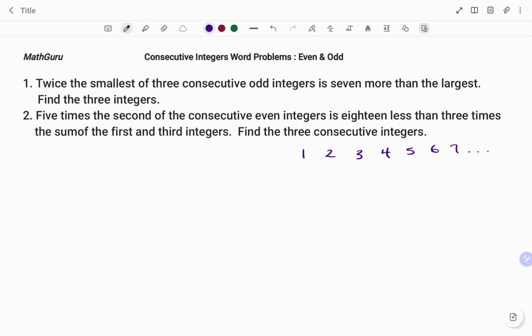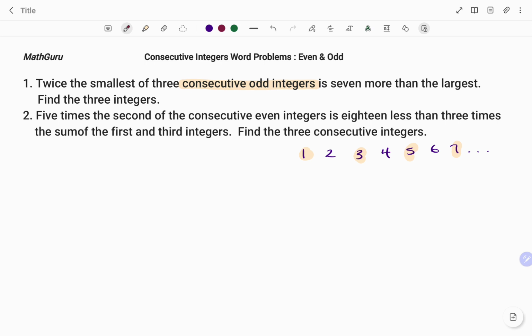In the first example, we have: twice the smallest of 3 consecutive odd integers is 7 more than the largest. Find the 3 integers. The word to note here is the odd integer. So I have consecutive odd integers. A quick recap. If I have consecutive integers, let's say I have this number stated, that's 1 to 7. My odd numbers are 1, 3, 5, and 7.